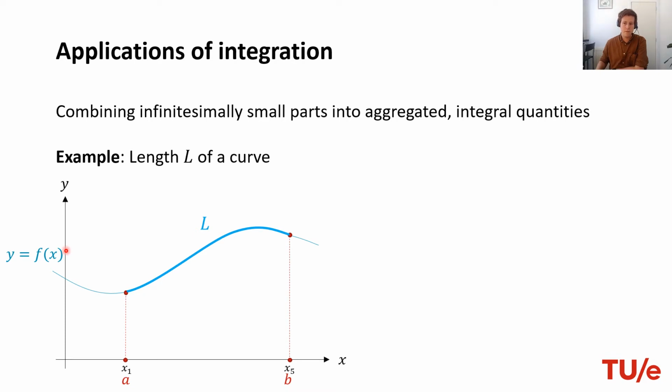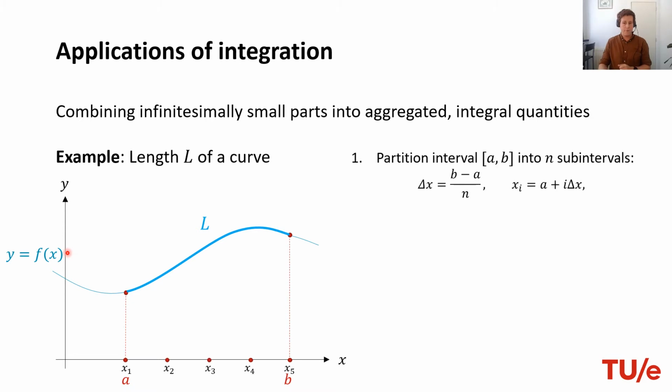So again, what we need to do is cut up our big problem into small problems that we know how to solve. So again, the first thing we do is partition our interval into n subintervals, where here we use 4 subintervals, but you can use more and more.